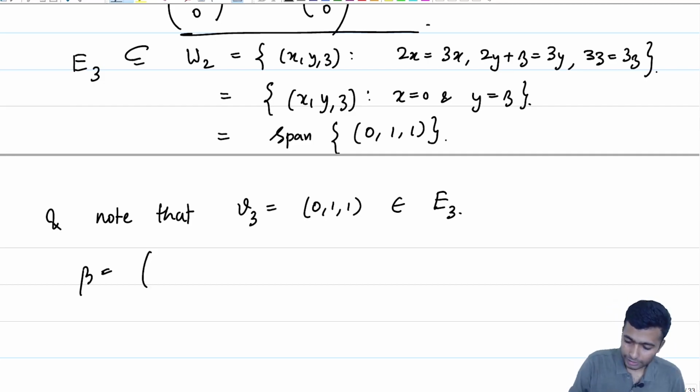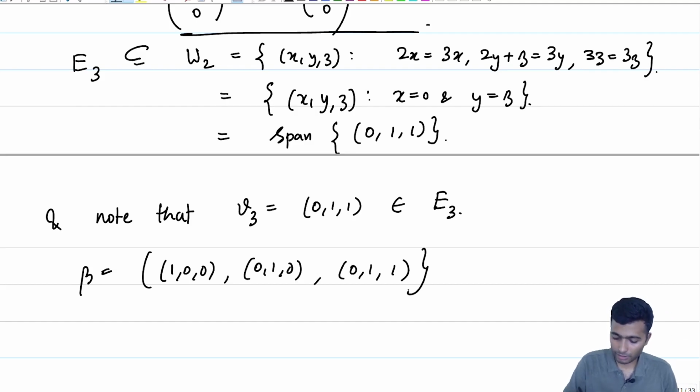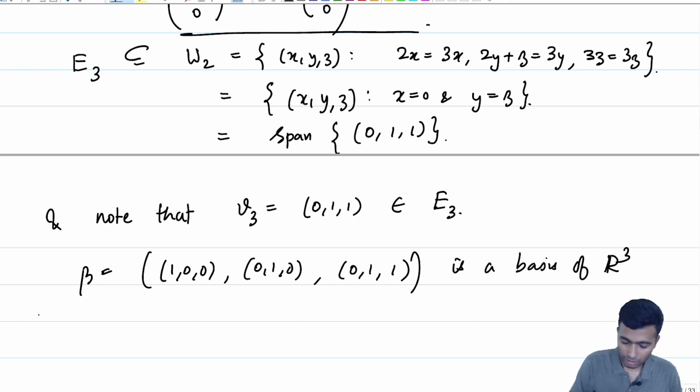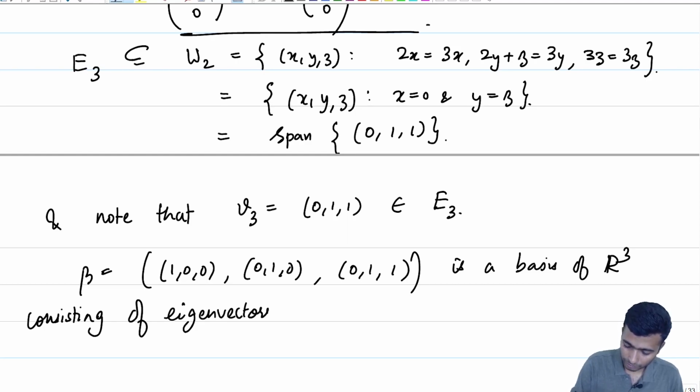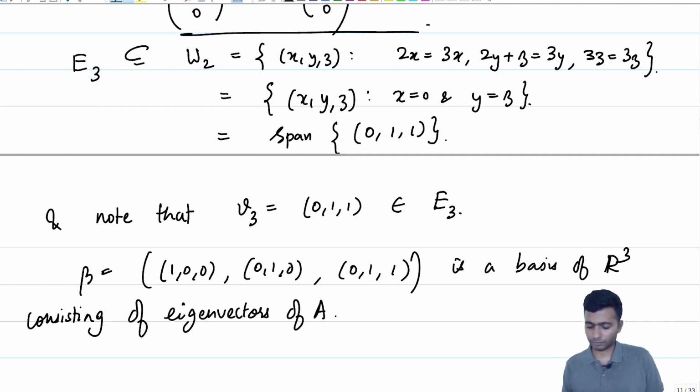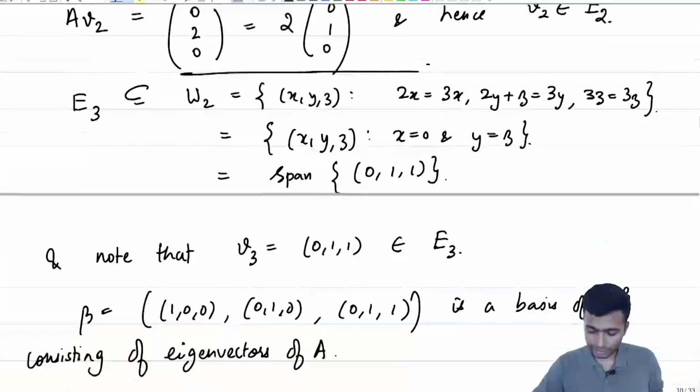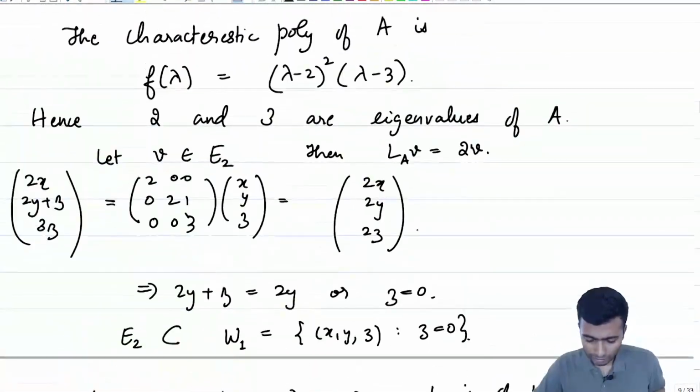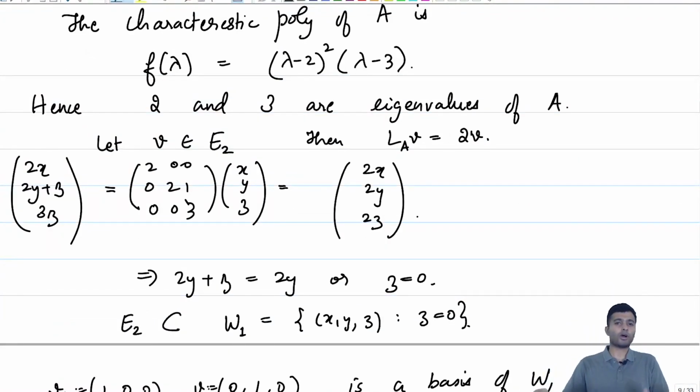Again, if beta is now equal to (1, 0, 0), (0, 1, 0) and (0, 1, 1), this is a basis of R3 consisting of eigenvectors of A. And therefore, A is diagonalizable. So, we now have many examples of all the cases actually.